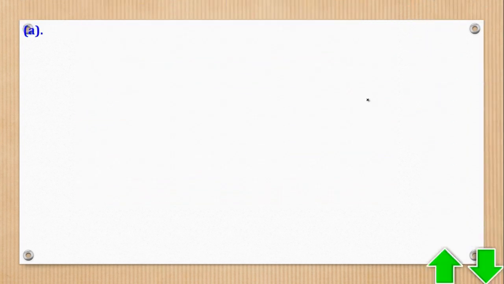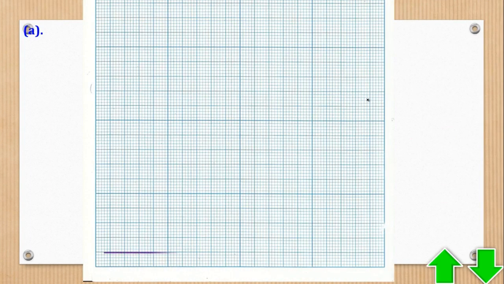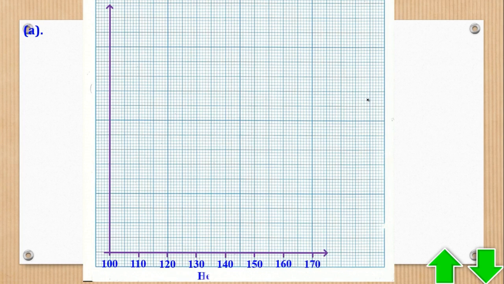Now let's start with part A. Part A, they wanted you to draw a cumulative frequency curve. So you shall need a graph paper, then label the axis, draw the axis. Then choose a suitable scale for the horizontal and put it there. I think we are starting from the lower class boundary, and the axis has to be labeled. Then do the same for the vertical. Get the scale and label it.